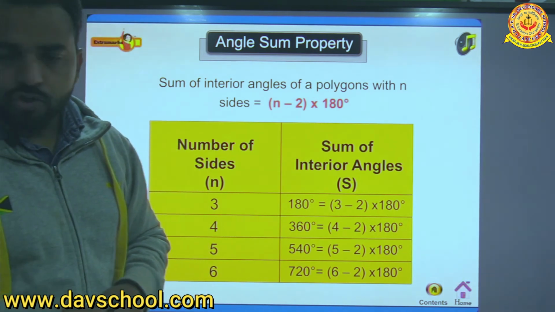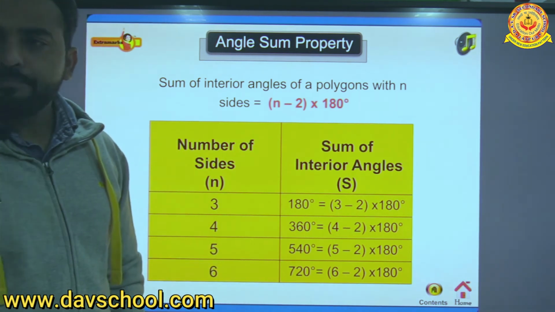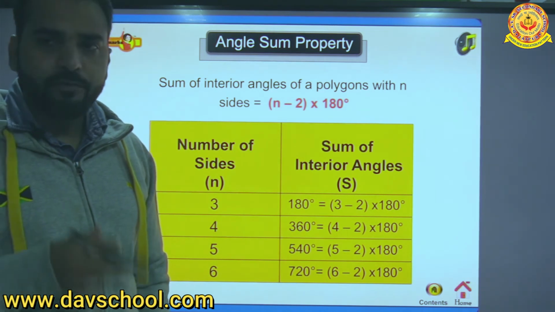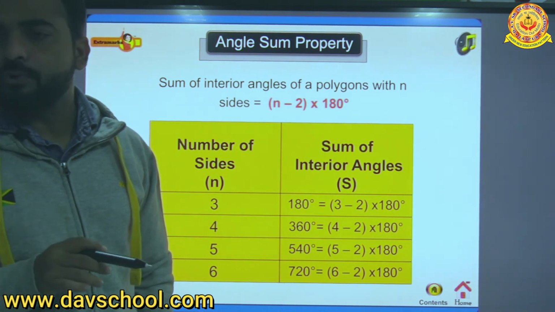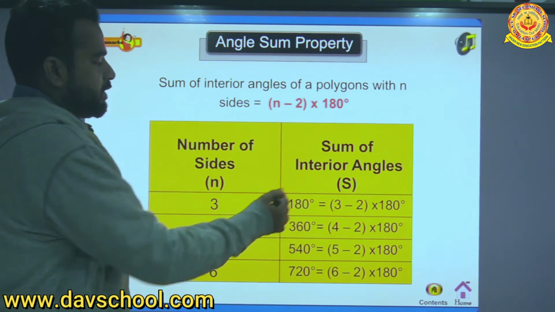Is it clear? So in this way, you can find the angle sum of any polygon, whether the sides are 10 or 20 or 1000. You can find out the angle sum of that particular polygon. Yes, sir. Clear? Yes, sir. All right.